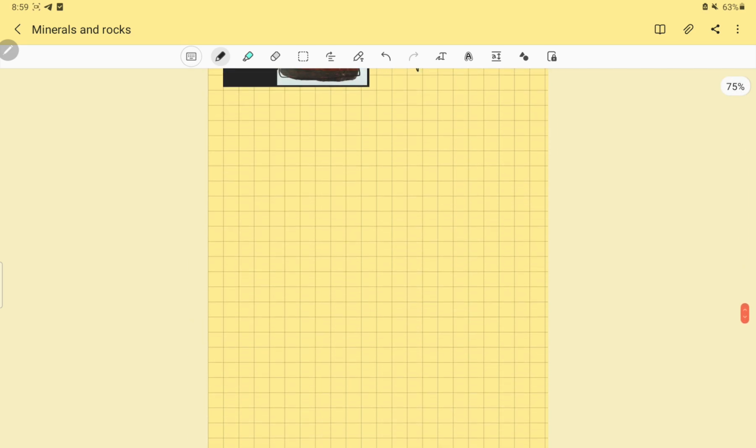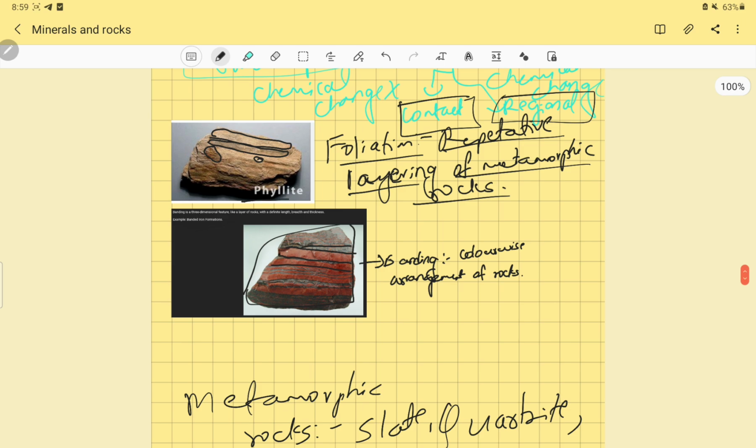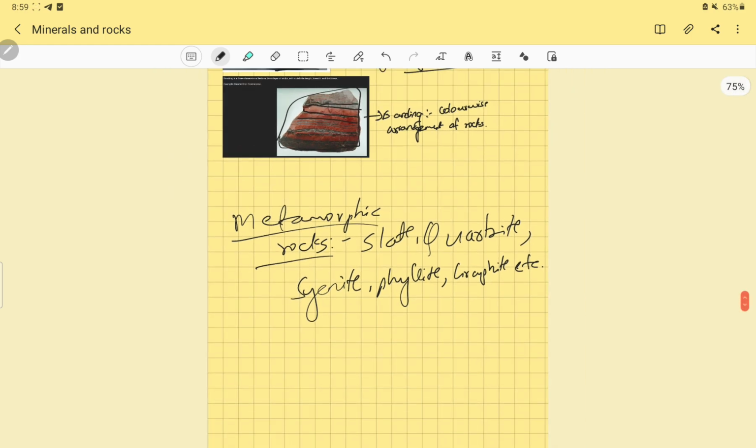And examples of metamorphic rocks are slate, quartzite, cyanite, phyllite, which we have seen here. This is a phyllite. Then you have graphite, etc. So these are examples of metamorphic rock.